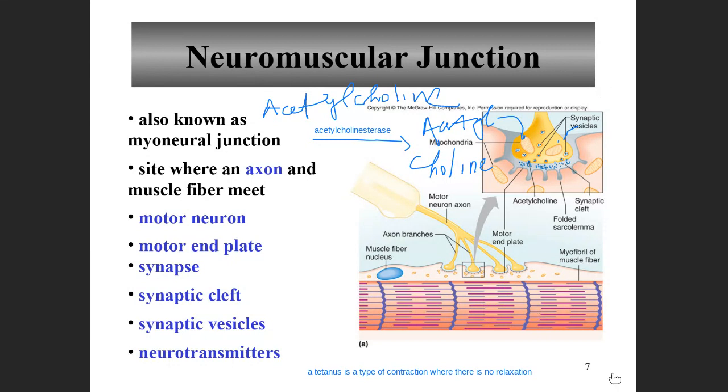What's the question? What does tetanus have to do with this? Tetanus is a type of contraction where there is no relaxation. The question is, what causes relaxation? The enzyme acetylcholine esterase destroys the acetylcholine. If you have no acetylcholine, then you get no stimulation, then it'll be the relaxation phase. Does that make sense or no?